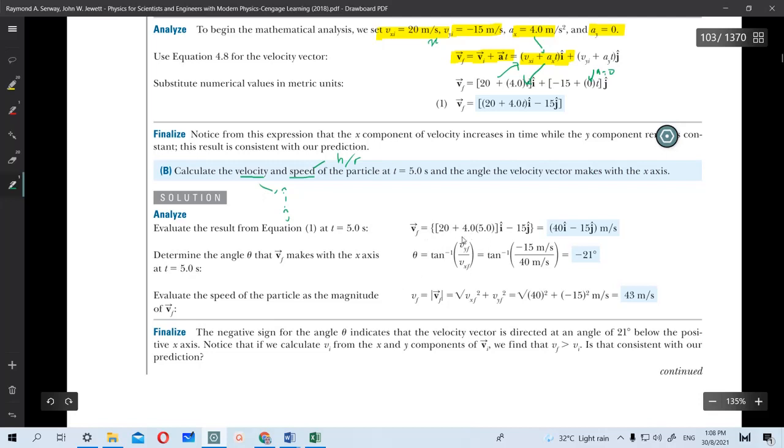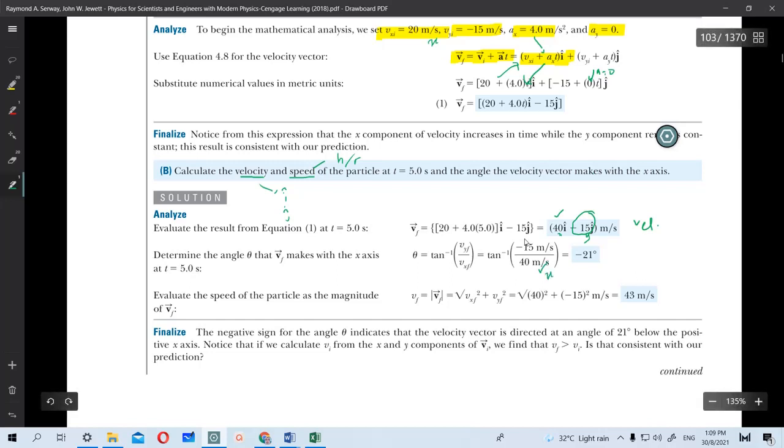Likewise just now, by substituting t equal to 5 seconds, you will arrive at 20 plus 20, which is 40. So this is velocity, right? While negative 5, 15j. So this is the x component, this is the y component. Again, this is velocity because it bears direction in the form of i and j. For the direction itself, as we can see, y is negative 15, and x is 40.